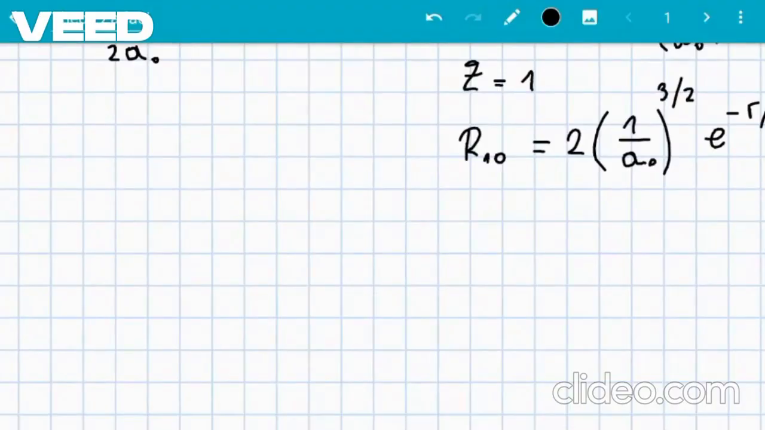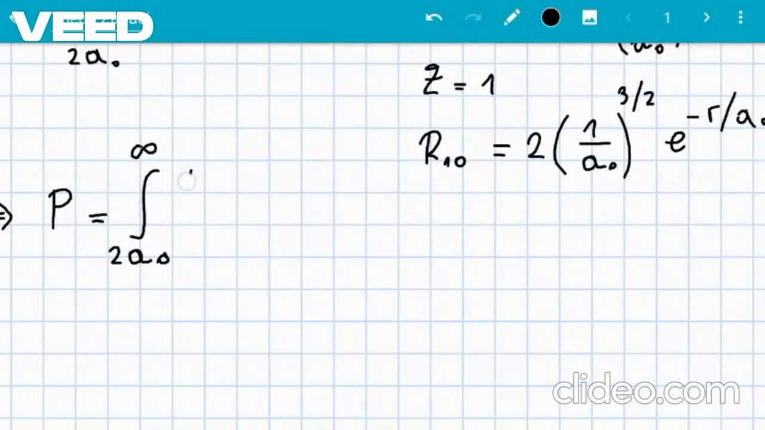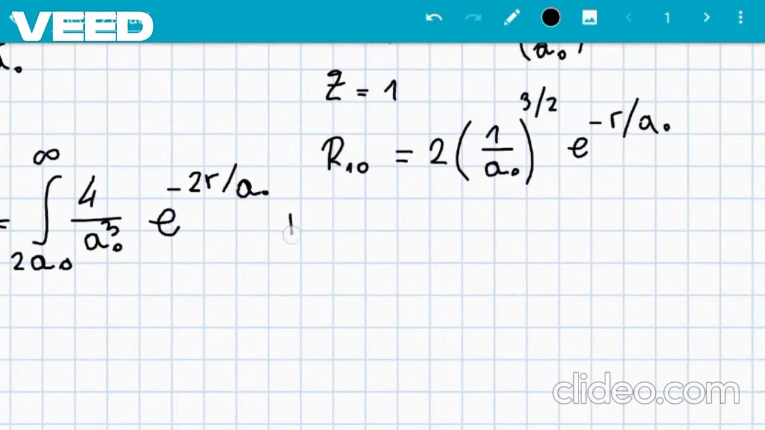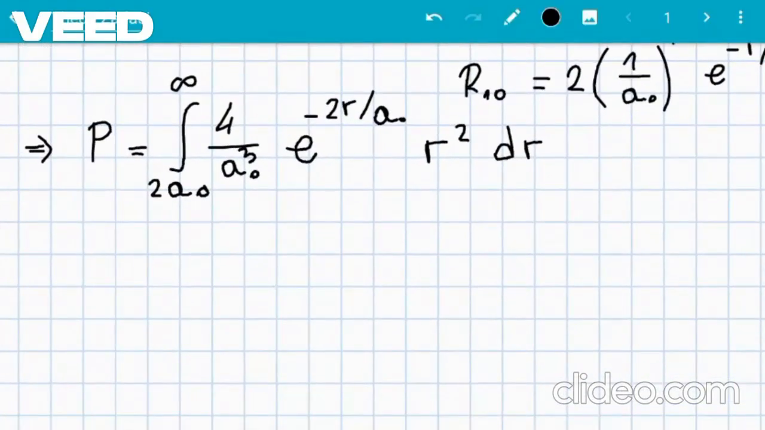So then plugging all this together, we're going to get the probability is equal to the integral from 2a naught to infinity of 4 over a naught to the power of 3 times e to the negative 2r over a naught times r squared dr. And so let's just solve this integral.